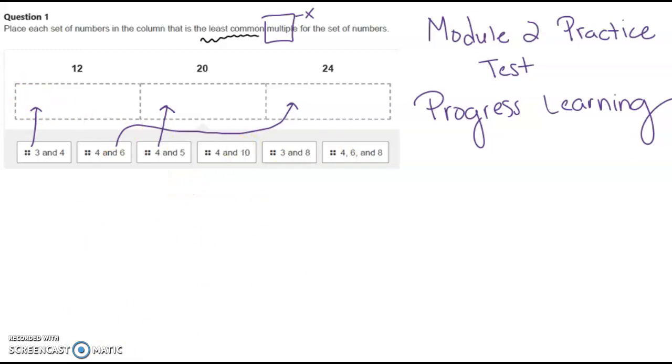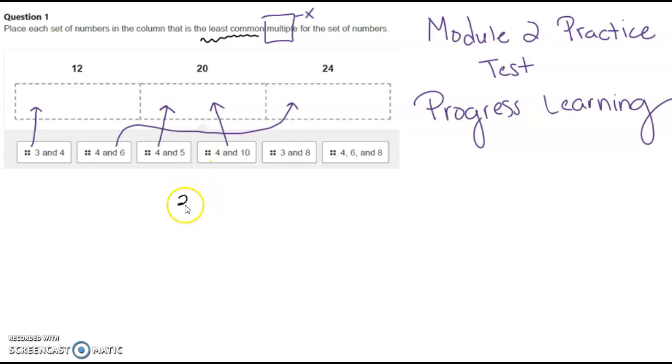All right, let's do 4 and 10. I'm going to list some multiples of 4, I'm so sorry: 4, 8, 12, 16, and 20. Multiples of 10: 10, 20. I'm not even going to go any further because I already see the least common multiple. It's the smallest number that they have in common. So this would also go into this category. Isn't this cool? This is getting a little bit easier.